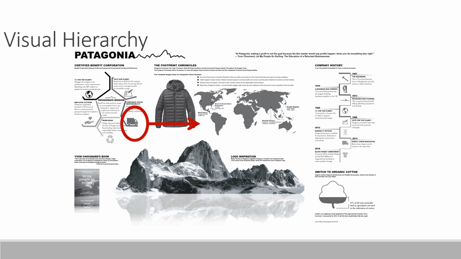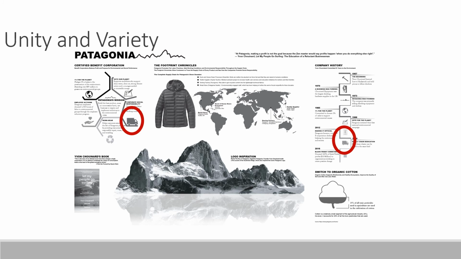Another subtle strategy to help guide the viewer was to place the message about the supply chain next to the location display, with the truck driving towards the map. And now I'll discuss unity and variety.